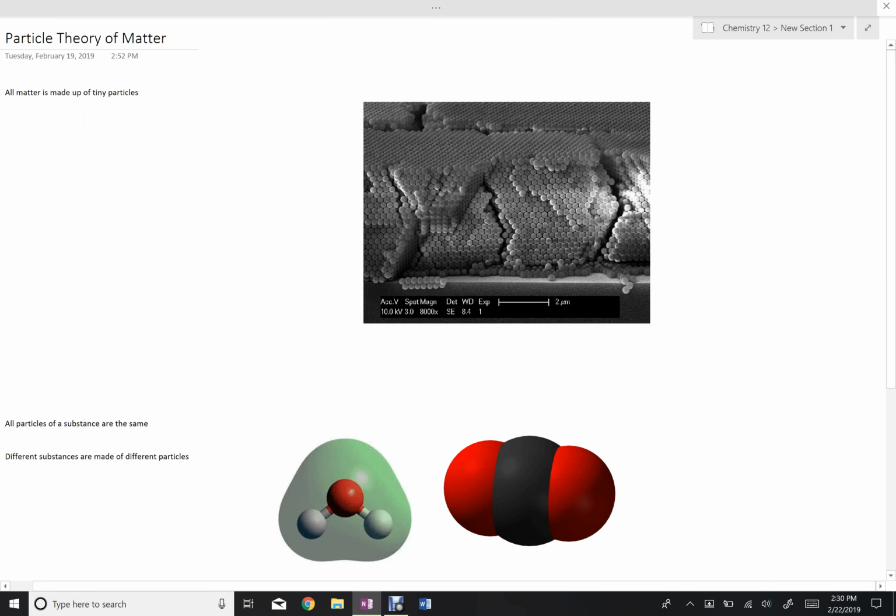Okay, in this video I'm going to go through the statements of the particle theory of matter. So all matter is made up of tiny particles. This is kind of a cool picture I found.